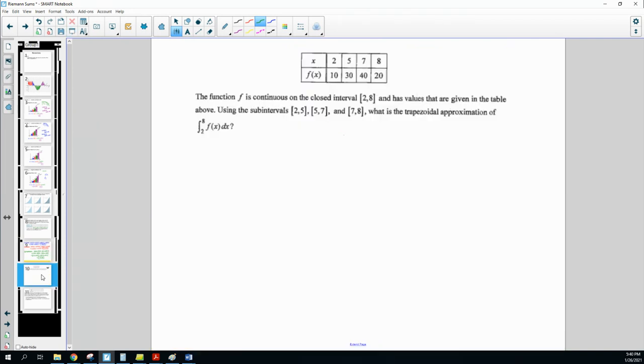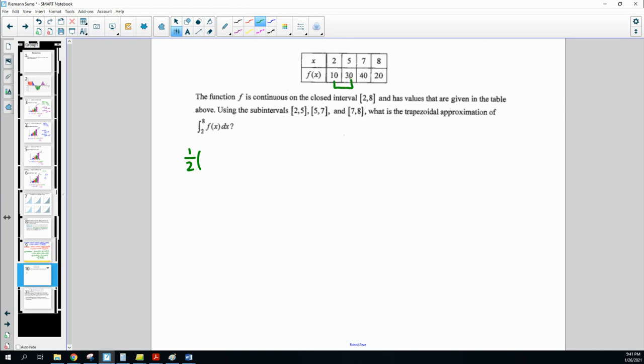Okay, so here we're going to look at an AP problem. So they're giving us a table of values and they're telling us that it's continuous on the closed interval, 2 to 8, and has values that are given in the table. So use subintervals 2 to 5, 5 to 7, and 7 to 8. What is the trapezoidal approximation of this? So what this integral is telling us is find the area under the curve from 2 to 8 of this function. So we're going to use the table, and in this case, since we're doing the trapezoidal, we know that we're going to have 1/2 base 1 plus base 2.